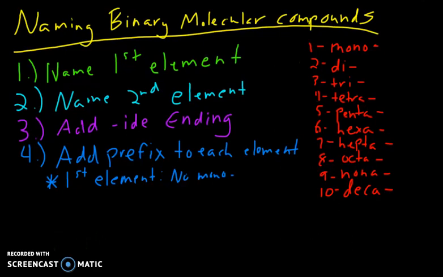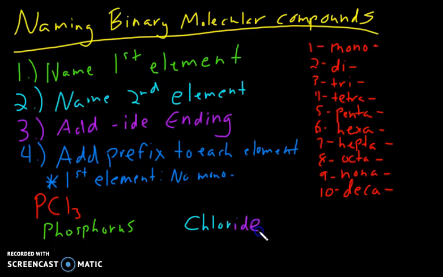So, to go through a few examples of this, we'll have our first example be PCl3. Our first step is for us to name the first element, which is phosphorus. Our second step is for us to name the second element, which is chlorine. And then our third step is to add the IDE ending, so chlorine becomes chloride. And now our fourth step is to add those prefixes.